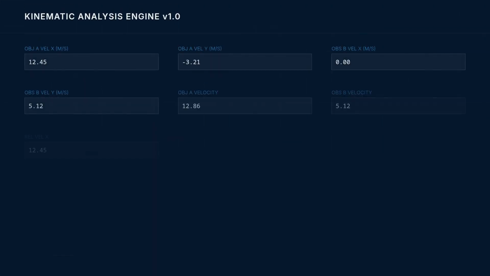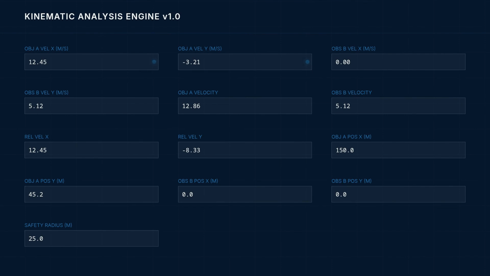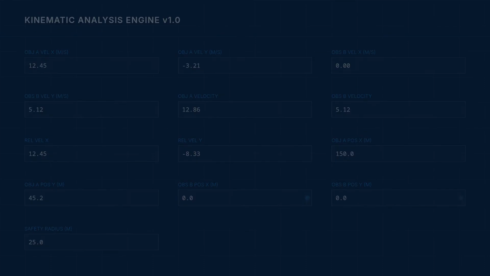The input fields include object A velocity x and y in meters per second, observer B velocity x and y in meters per second, object A velocity, observer B velocity, relative velocity x and y, object A position x and y in meters, object B position x and y in meters, and safety radius in meters.